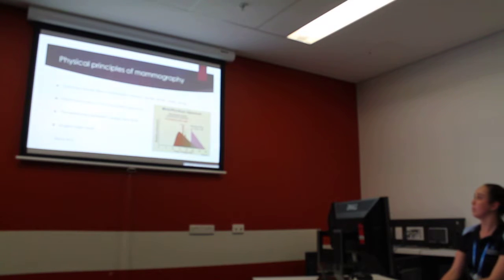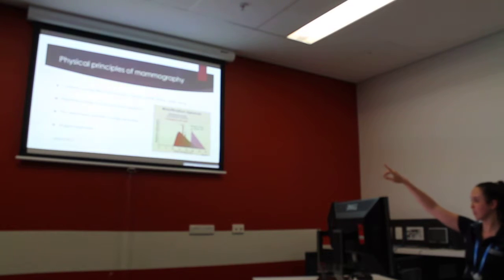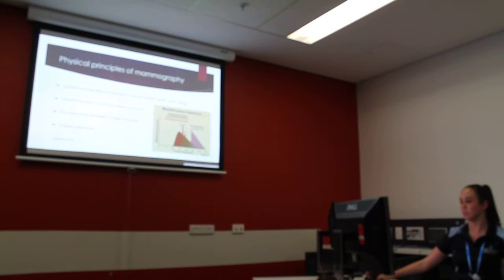The most common anode filter combinations are molybdenum and molybdenum, molybdenum and rhodium, rhodium and rhodium, tungsten and rhodium, and tungsten and silver. As displayed on the graph, I want to draw your attention to these vertical peaks. These are known as K-edges. The K-edges demonstrate the absorption edges of molybdenum and rhodium, which is what we've used here, and this is just our anode filter selection.